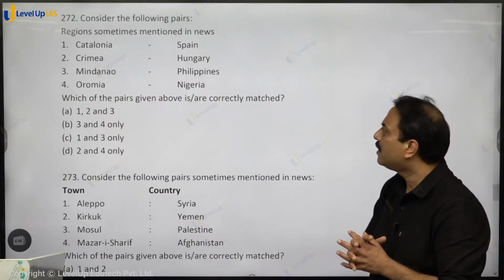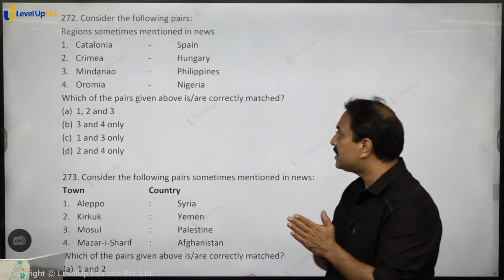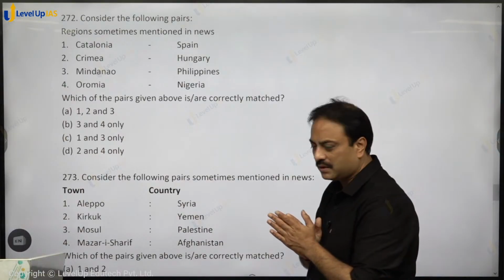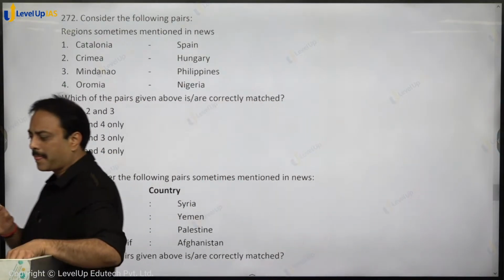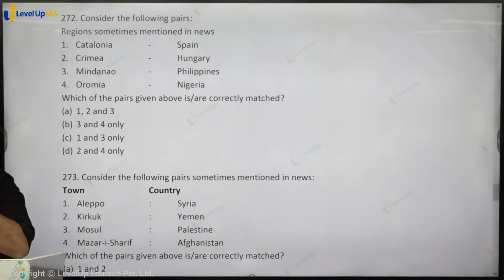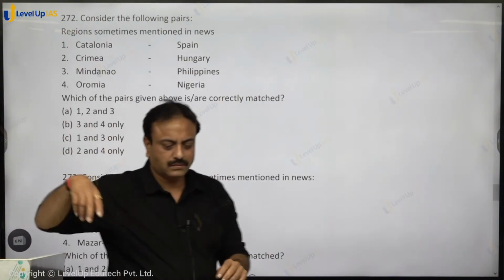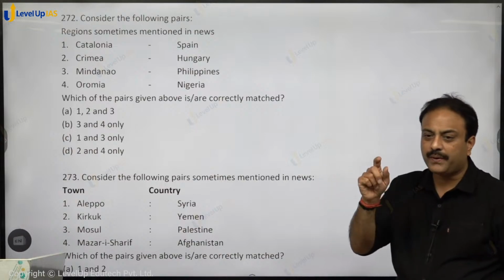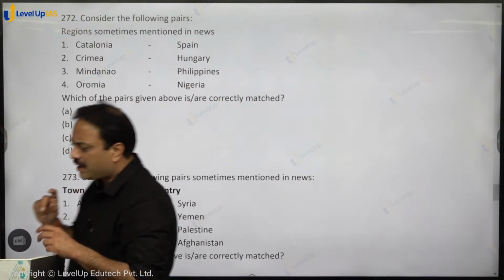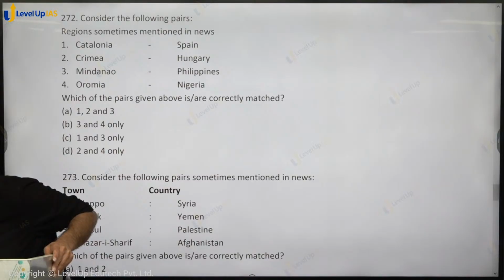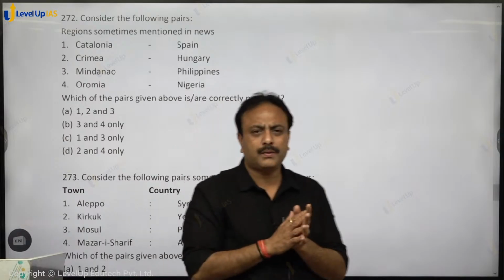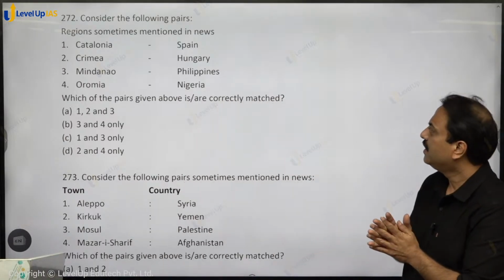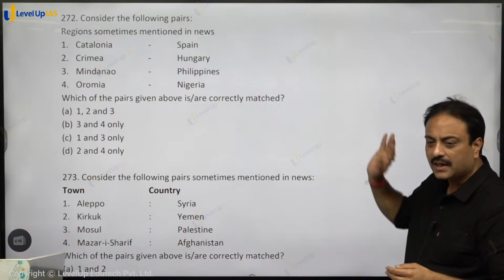Question number 272. Consider the following pairs. Regions sometimes mentioned in news. Heian and Hekang. Someone has written Heian and Hekang. H-E-A-N, Heian, and the other one is H-I-K-A-N-G, Hekang. Two provinces that China has made. Counties. A region is mentioned, a country is mentioned.